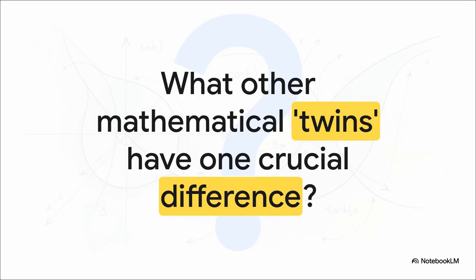We've seen how trigonometric and hyperbolic functions are almost perfect twins, but they're separated by this one tiny, crucial negative sign. This pattern shows up all over math and science. So as you continue your studies, just keep an eye out for it. What other concepts look almost identical, but are hiding one game-changing difference?